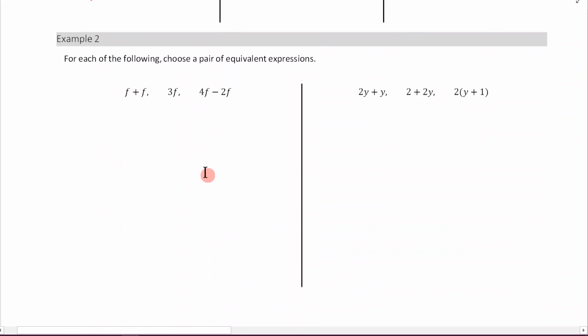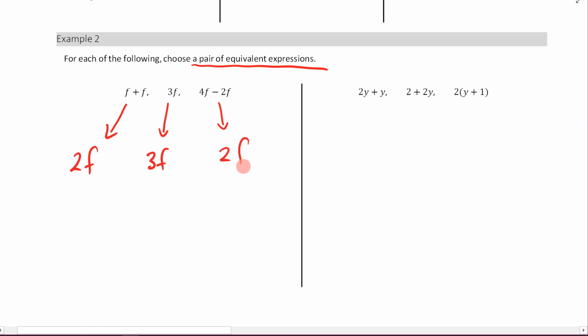All right, example 2. For each of the following, choose a pair of equivalent expressions. So there is a pair of equivalent expressions here. f plus f, well, that's the same as 2f. 3f, well, that's just 3f. And immediately we know that 2f and 3f are not equivalent. They're just different. Here I've got 2 f's and here I have 3 f's. What about 4f minus 2f? Well, 4f minus 2f is just 2f, because 4 minus 2 is 2. So what that means is this is equivalent to this, because they're the same. So this and this are equivalent.